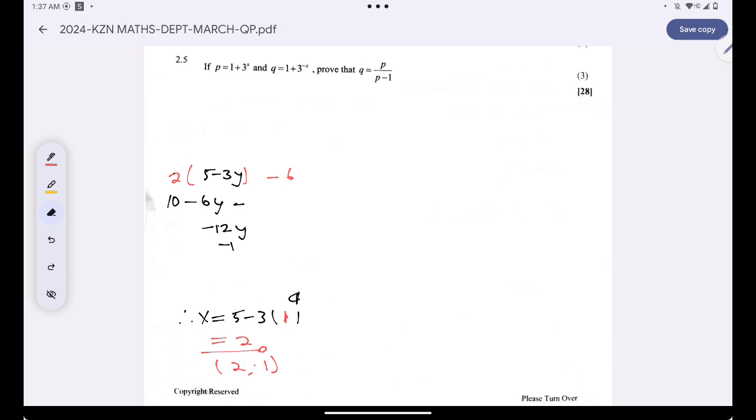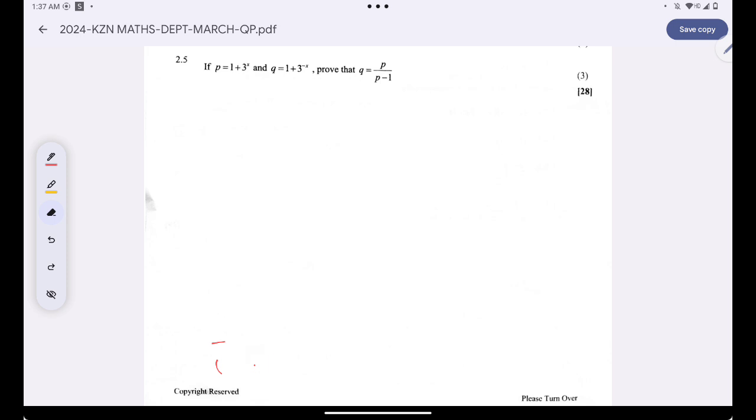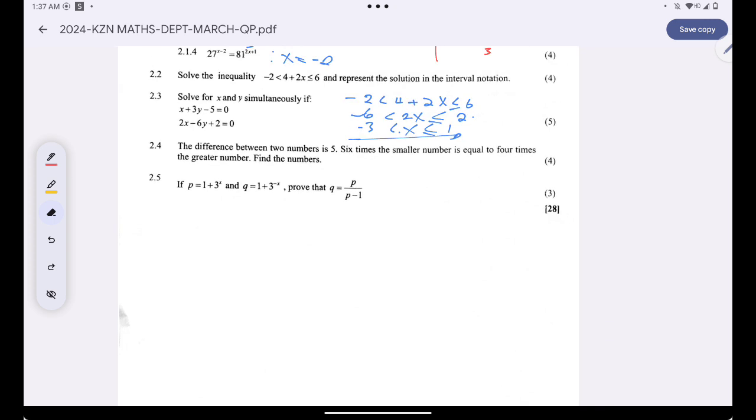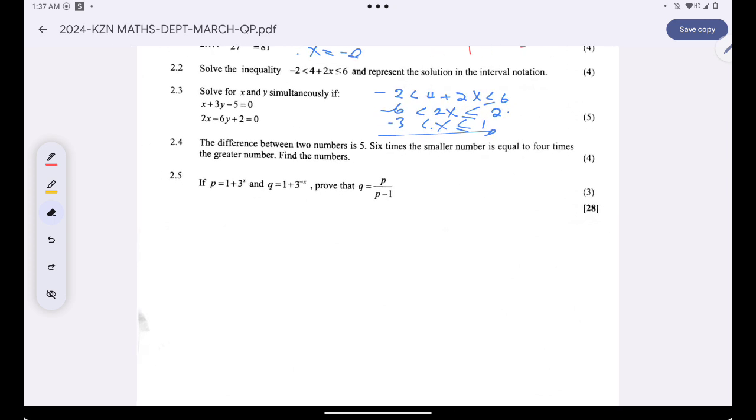Please, guys, if you want to check exponents, go to lesson 6, if not 7. Yeah, I did exponents there. If you're struggling with them, go there. And then inequalities is lesson number 3.